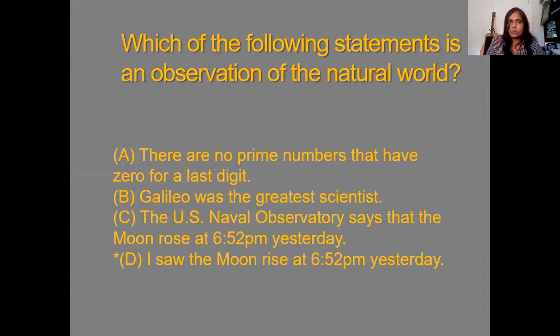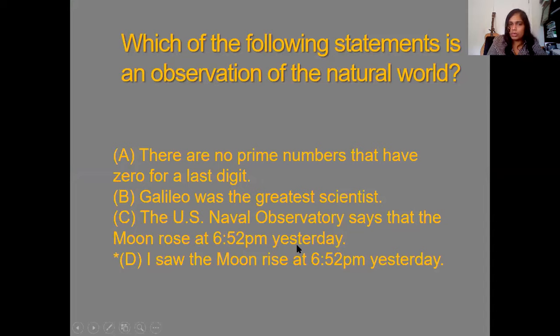All right, so let's look at this question. Which of the following statements is an observation of the natural world? There are no prime numbers that have 0 for a last digit. Is that an observation? It's a mathematical statement, right? Then, Galileo was the greatest scientist. That's your opinion. The US Naval Observatory says that the moon rose at 6:52 p.m. yesterday.